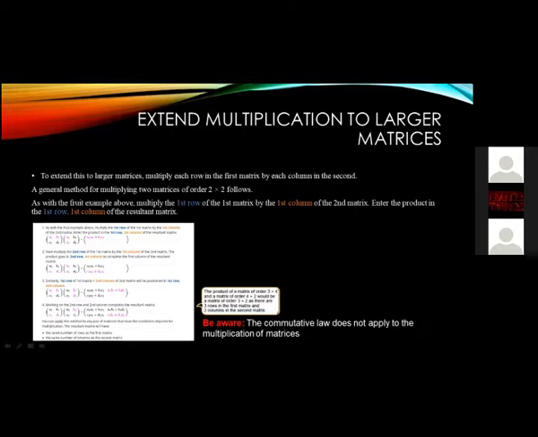completes the resultant matrix. You can apply this method to any pair of matrices that have the condition required for multiplication. The resultant matrix will have the same number of rows as the first matrix and the same number of columns as the second matrix. Beware of the commutative law: it doesn't apply to the multiplication of matrices.